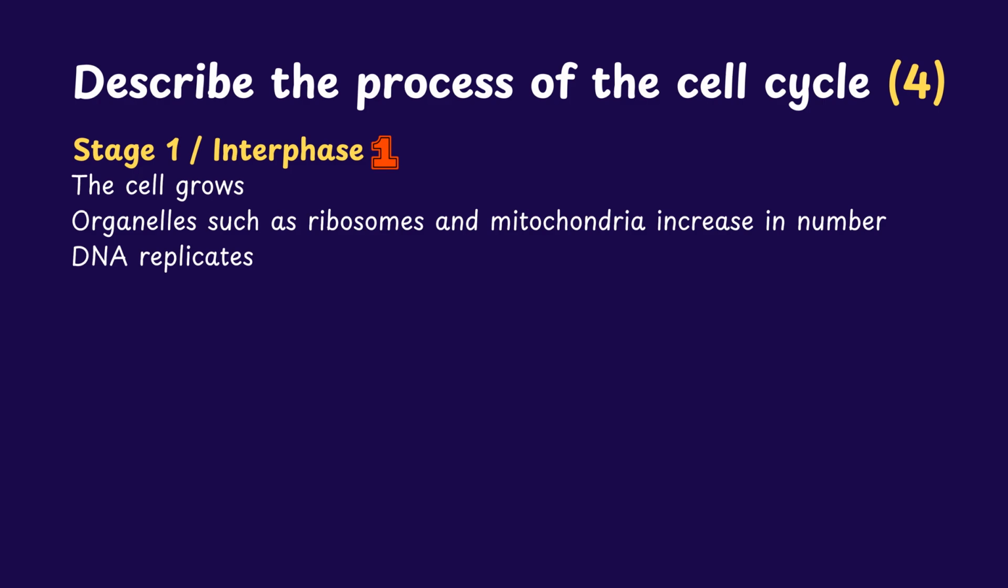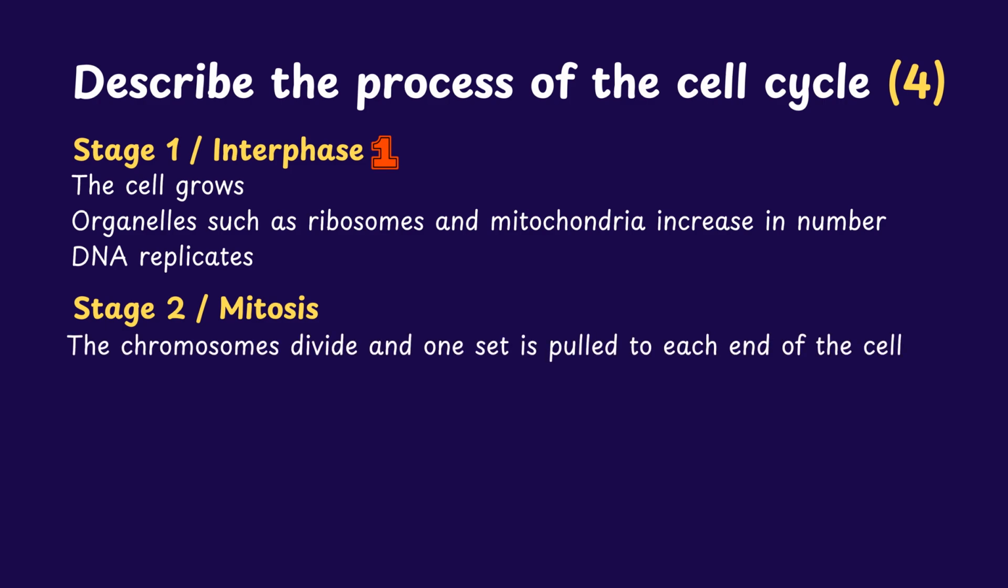If it's a 5-marker, students, you'll get 2 marks. Next stage is mitosis, or stage 2. The chromosomes divide and one set is pulled to each end of the cell. That's for 1 mark. And then the nucleus divides. That's another mark there for stage 2.